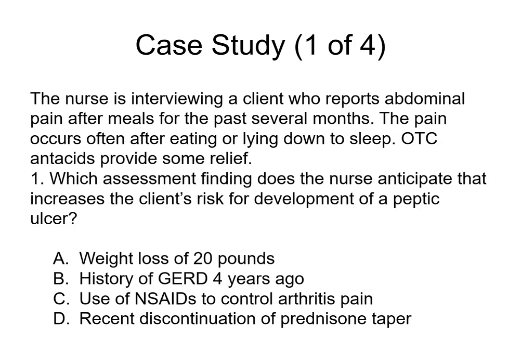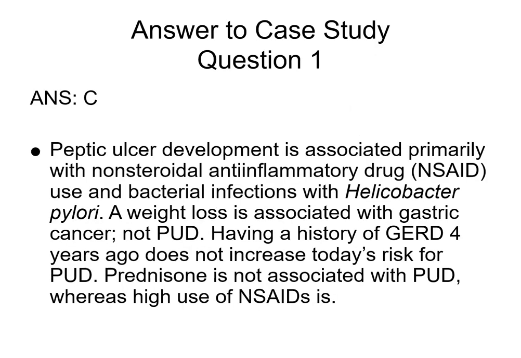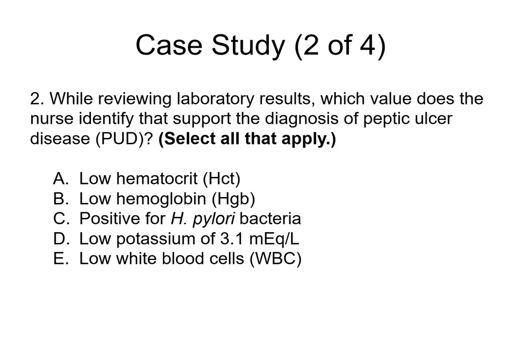Everybody agreeable with C? And that is correct. C is correct. Peptic ulcer disease is associated with taking NSAIDs. While reviewing laboratory results, which values does the nurse identify that support the diagnosis of peptic ulcer disease? Select all that apply.